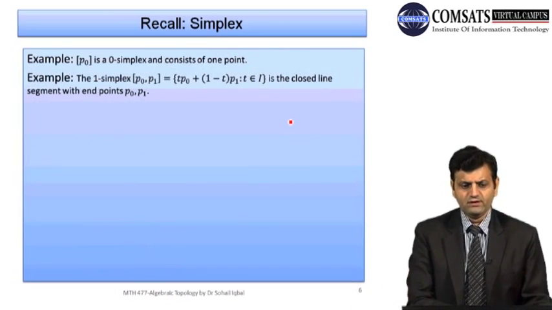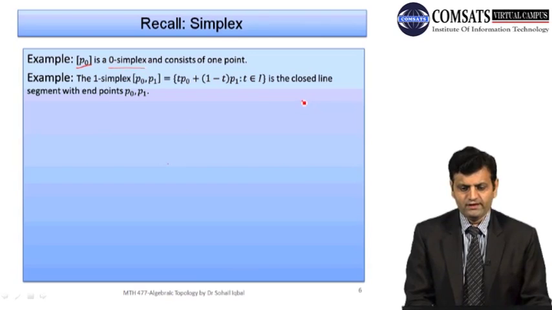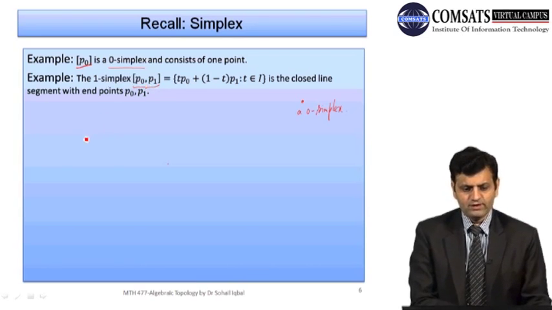Now for example, consider the simplex generated by one point. So this is a zero simplex and consists of only one point. Okay, so this is 1 point and this is a zero simplex. Now the one simplex, in other words, the simplex generated by points p0, p1. So what are the elements of this one simplex?